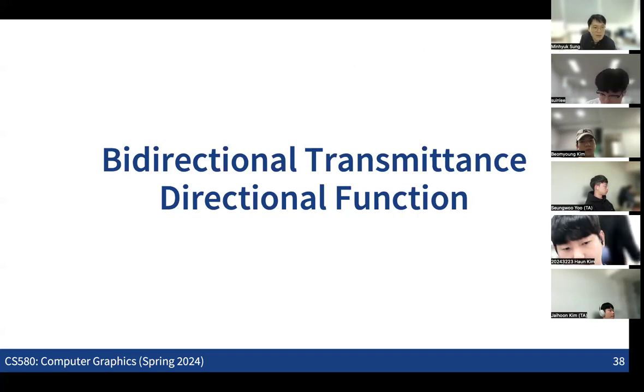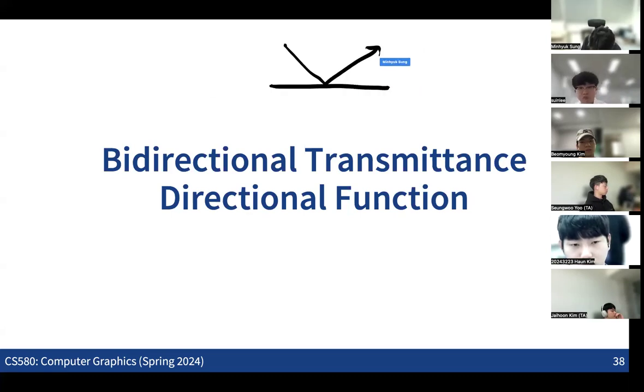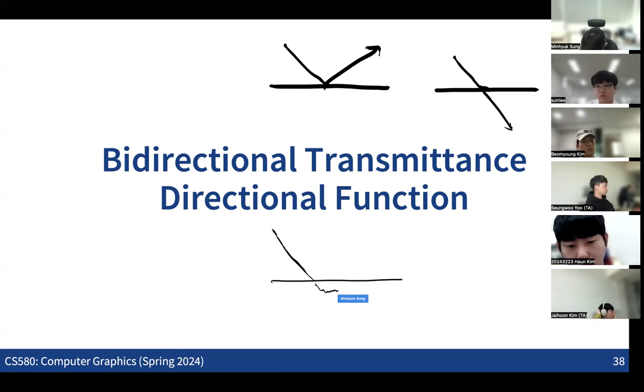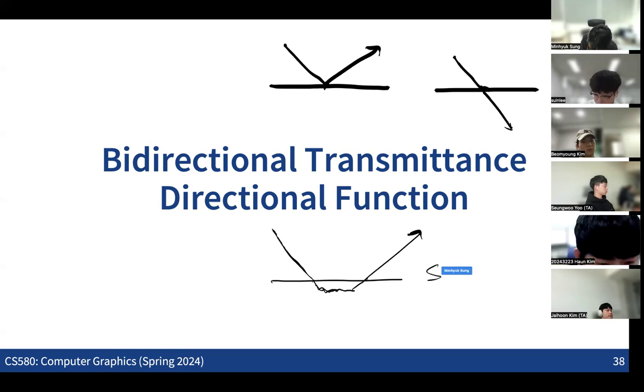And also, I did not prepare these slides for today, but there are some more complex models, like subsurface scattering. So here, what we are already assuming is that the light is reflected at a point like this, while light is transmitted inside into the medium. So this is transmittance. But there are some cases where the light goes through inside the medium and pops out from different positions. So this is the case that we call subsurface scattering.